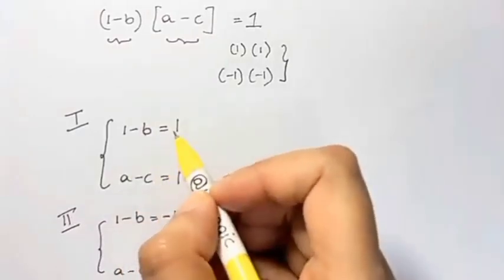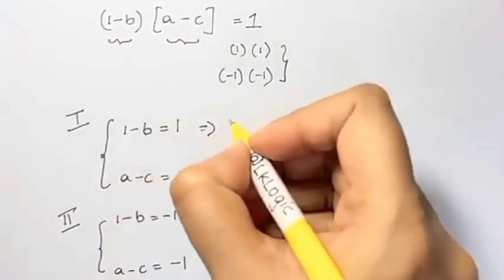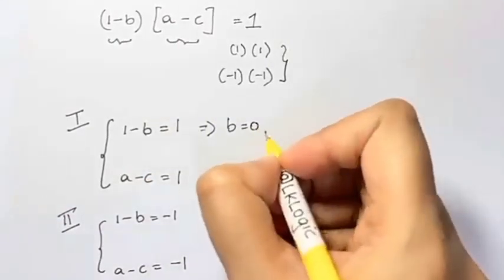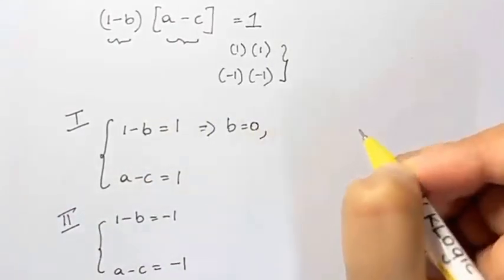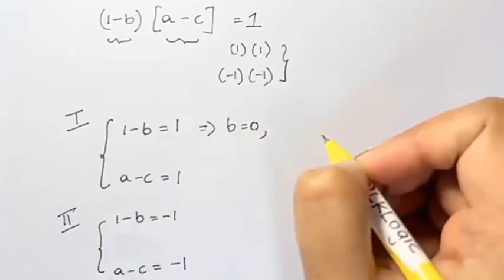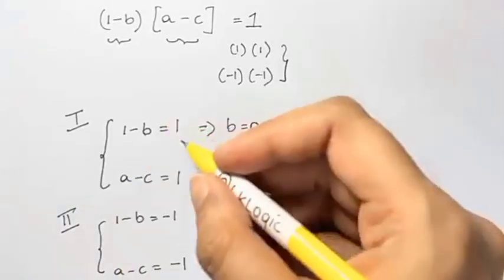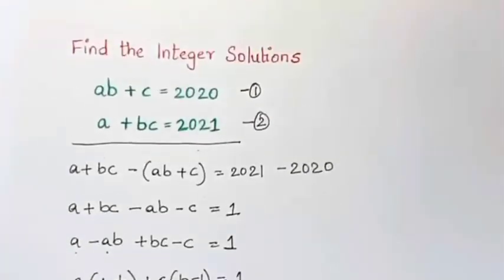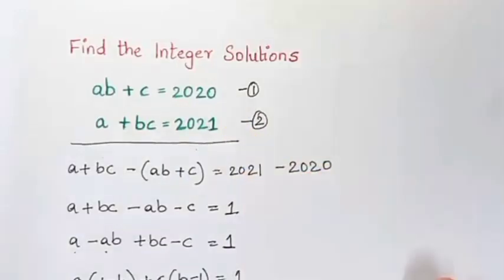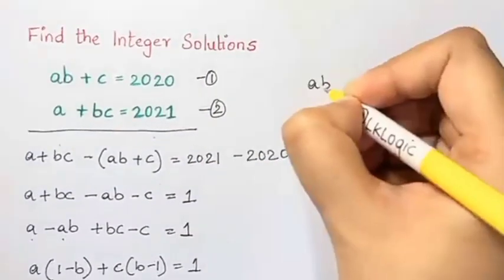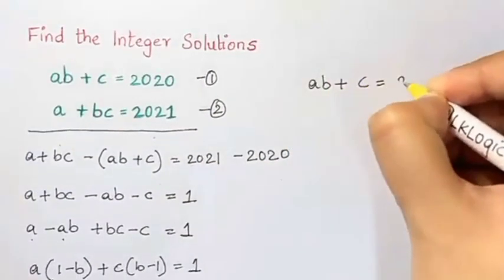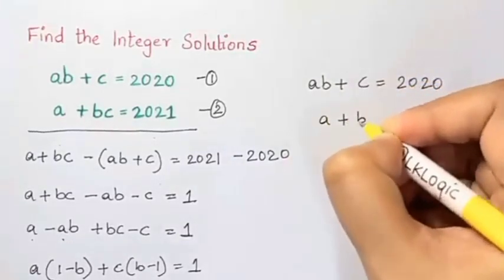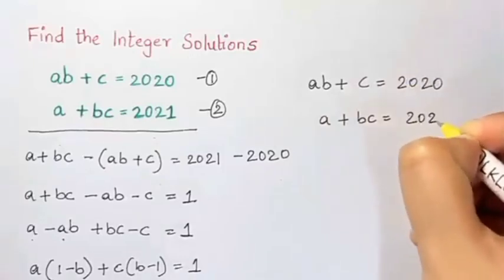1 minus B is equal to 1. So what do we have? B is equal to 0. And what will be the values of A and C? For that we need to substitute back the value of B in the equations. Substitute back the values of B in this equation. So let's write it down. AB plus C is equal to 2020 and A plus BC is equal to 2021.